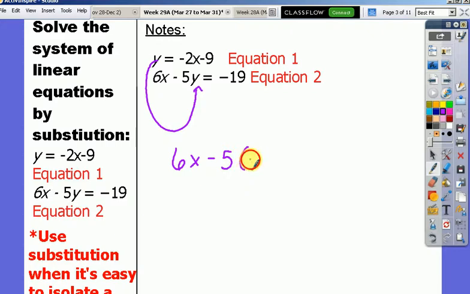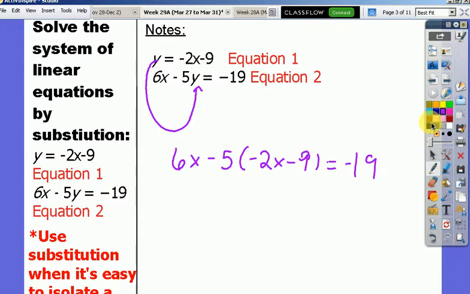Okay. Negative 2x minus 9 equals negative 19. Does everybody understand that? I substituted one variable into the other. That's what substitution means. Like if you're going to substitute lettuce for tomatoes or something like that, that's what I'm doing. Okay. So. Do you get it? Do you have any questions so far on the first step?